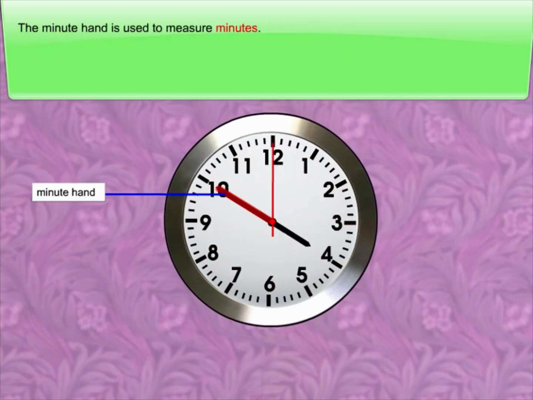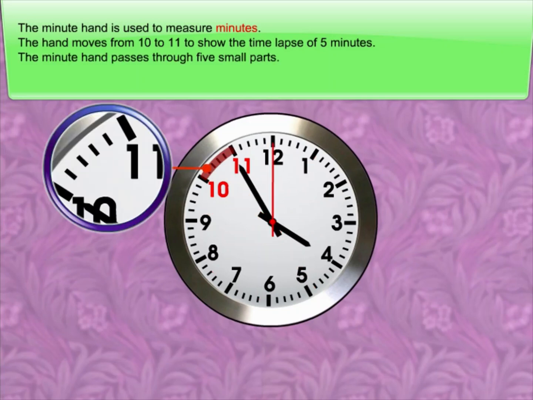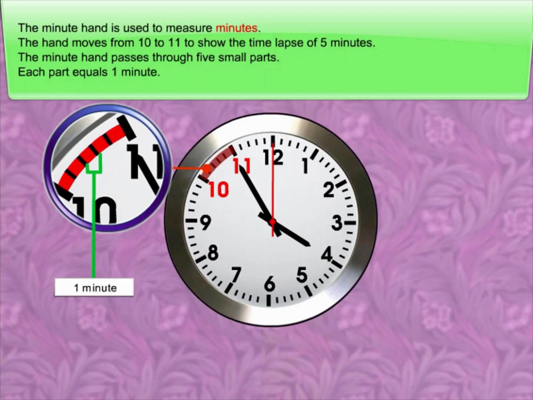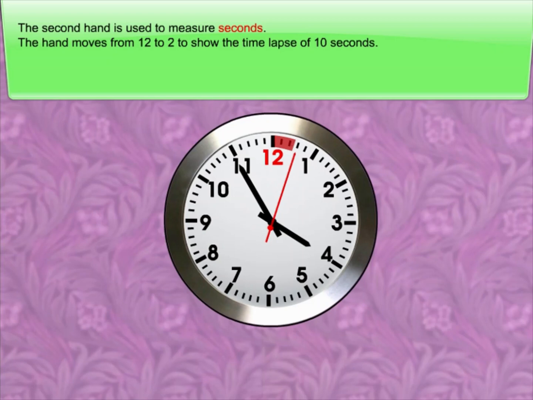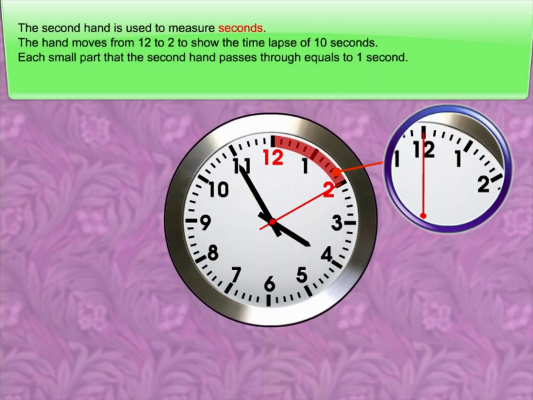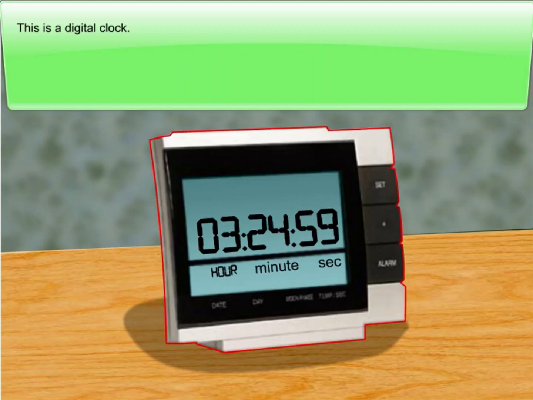The minute hand is used to measure minutes. This hand moves from 10 to 11 to show the time lapse of 5 minutes. The minute hand passes through 5 small parts. Each part equals 1 minute. The second hand is used to measure seconds. The hand moves from 12 to 2 to show the time lapse of 10 seconds. Each small part that the second hand passes through equals 1 second. Seconds, minutes, and hours are the units of time in the metric system. This is a digital clock.